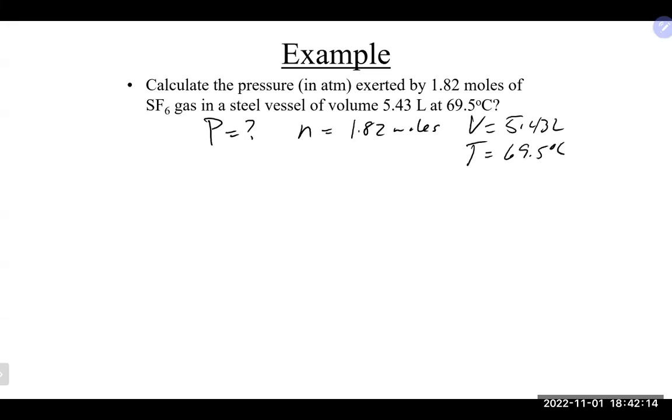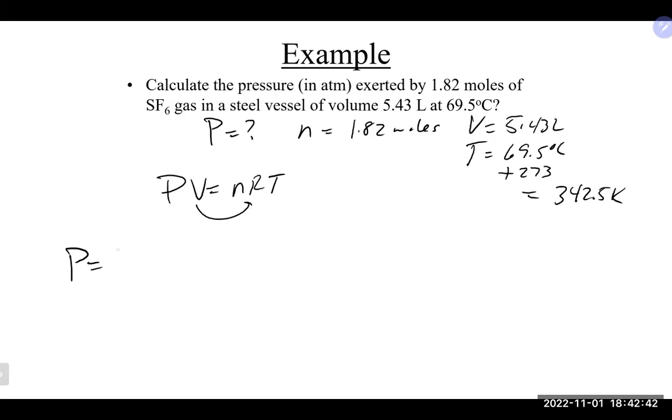Now for a problem with 5.43 liters, and a temperature of 69.5 degrees Celsius. Once again, you can see the ideal gas law in there. Obviously, we don't have 2 pressures or 2 volumes, which would work with the other laws. We do need to do at least one conversion, adding 273 to our temperature, giving 342.5 Kelvin. So this gives us PV equals nRT. In this case, we are looking for pressure. We're going to send volume to the other side by dividing by it, which gives us pressure equals nRT over V.